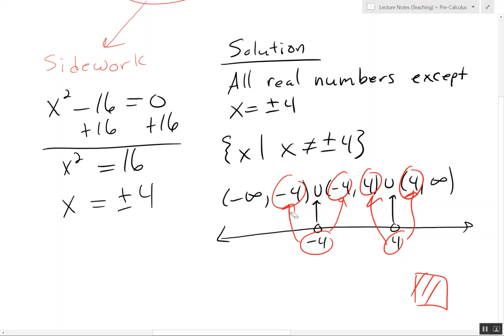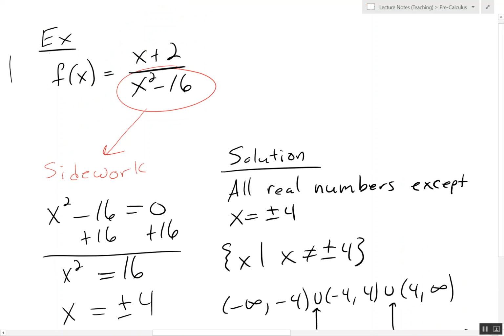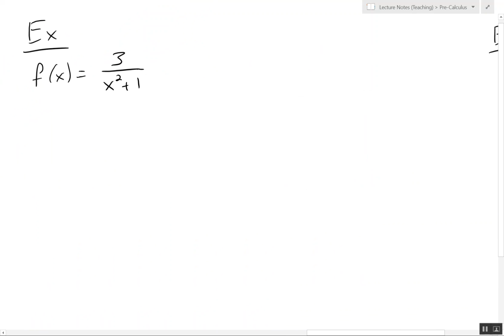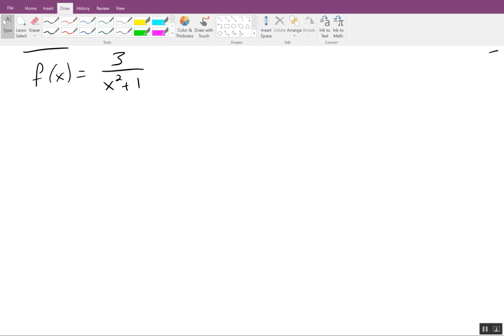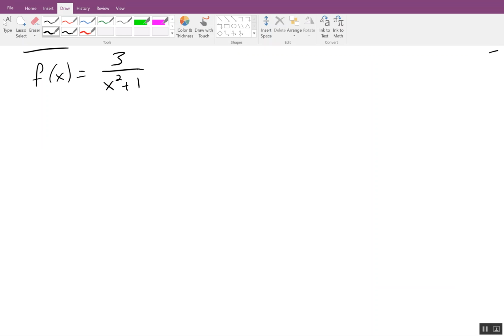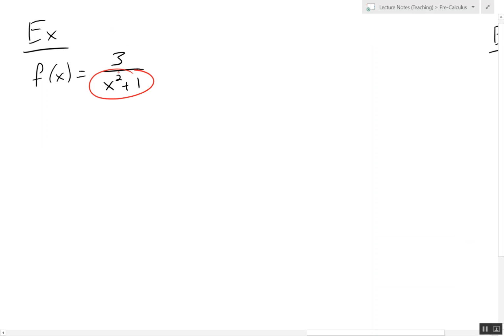So let's get rid of all this extra junk so it looks nice and neat, so you have something good to copy from. Alright, we have 2 more examples here, so let's move up and move over. The next example is 3 over x squared plus 1. Here again, actually I should have kept my color, we're going to take this value and do some side work.